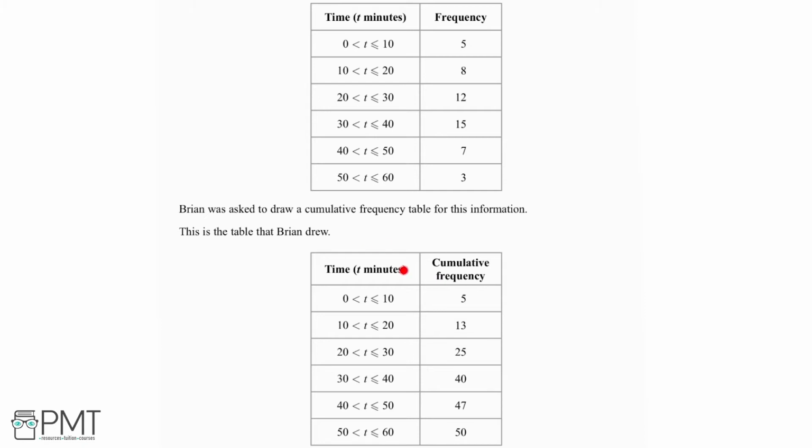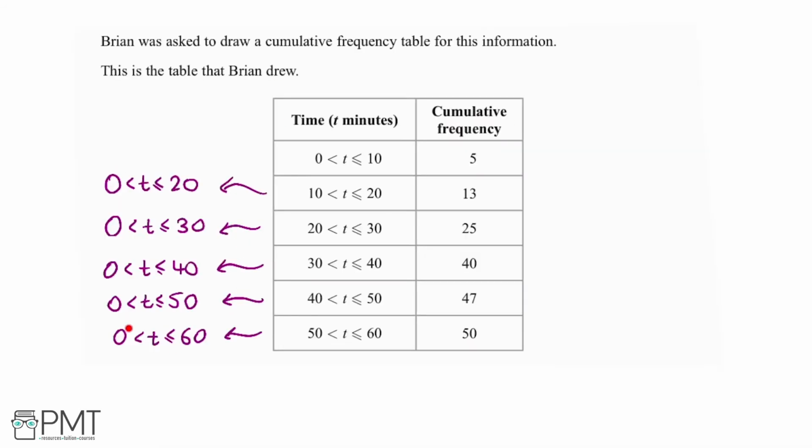However, what he's got wrong is this column here. For example, taking the 13 here, Brian's saying that the 13 has come from between 10 and 20. But it hasn't, because the whole point is it's cumulative. This 13 has come from this 5 and this 8, which is between 0 and 20. So not just between 10 and 20, because between 10 and 20 it's only 8, but between 0 and 20 is 13. The same way when we get down to this 50 here, that's everything. So it's not just between 50 and 60, it's going to be between 0 and 60. So this here is what Brian should have done.